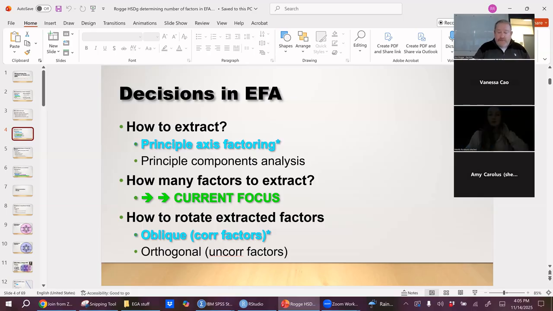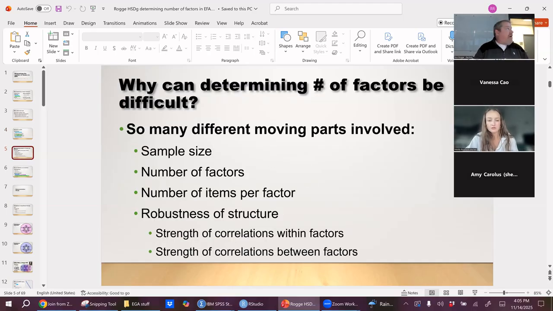So I'm focusing on the middle question. Why is it so hard to know the number of factors? Because so many things affect it. Sample size, how many factors are in that set of items, how many items per factor you have, and how robust that structure is. It's easier to extract a factor if the items are strongly correlated with each other. Then it's super easy to see them, and you'll reliably see them. Does it make sense? If they're weakly correlated with each other and there are not very many of them, shocker, it's much harder to reliably extract them. Fair enough?